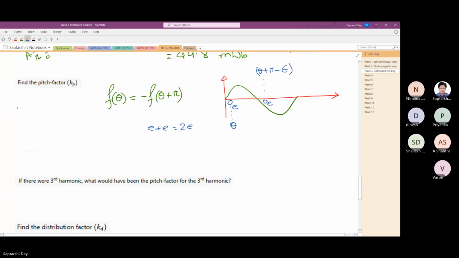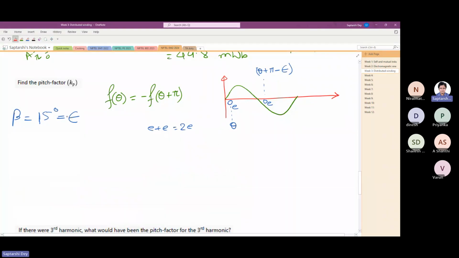So we found out that beta in electrical, that is slot pitch, is 15 degree. Since it is short corded by one slot, sigma is also 15 electrical degrees. So what used to happen when there was no short cording? Say if this is the EMF vector, the going side of the coil, we'll draw it black, and this is the coming side, the return side.